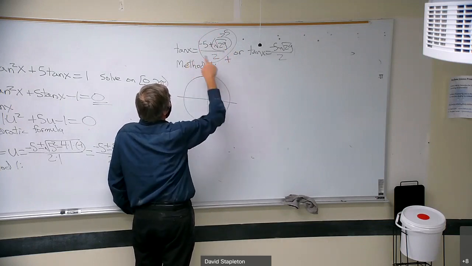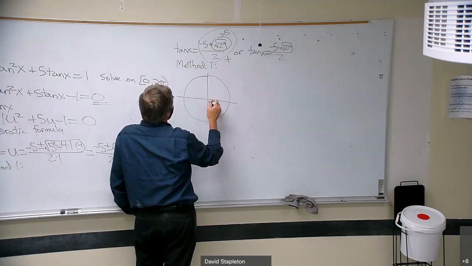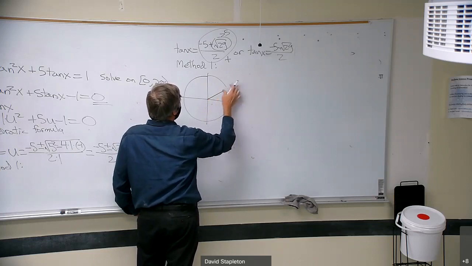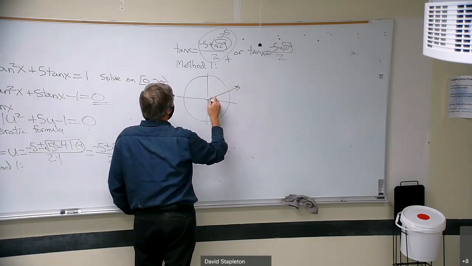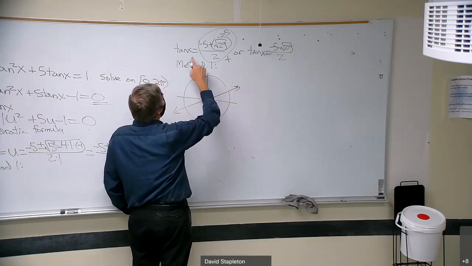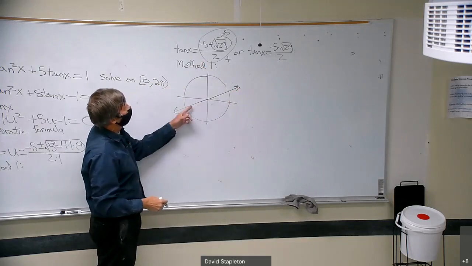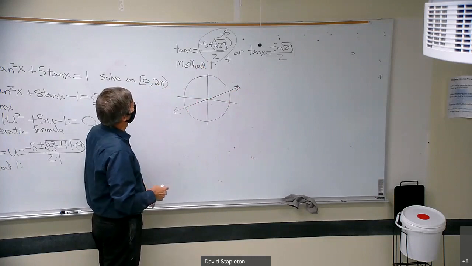So this makes tangent x positive, which means the angle is in quadrant 1 or quadrant 4, maybe something like that. It doesn't matter, just put it in the right quadrant. Quadrant 1 works and quadrant 4 works. Remember, whenever tangent x equals a number, there are 2 solutions within one rotation, and they're always opposite quadrants, directly opposite each other.